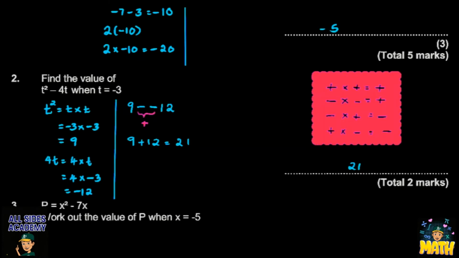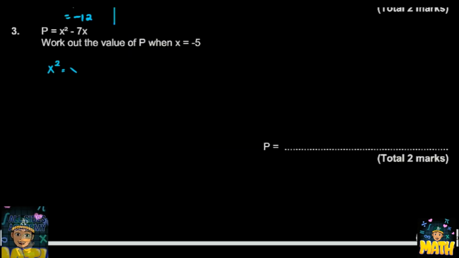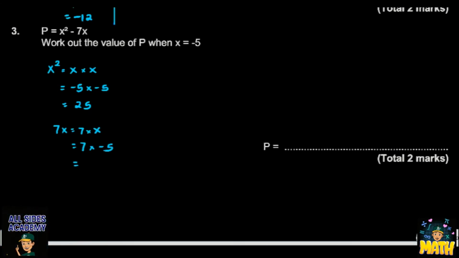In the next question, we are given x squared minus 7x. So the value of x is negative 5, and we are supposed to find the value of p. So I'll start by finding the x squared. So x squared is x times x. That's what I'm writing. So negative 5 times negative 5. Those are two negatives, which gives us positive 25. Then 7x is 7 times x, which is 7 times negative 5, which gives us negative 35.